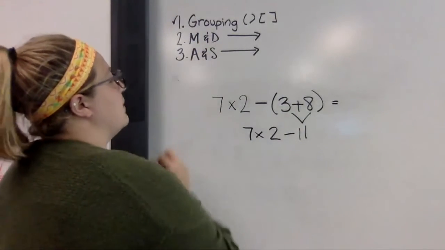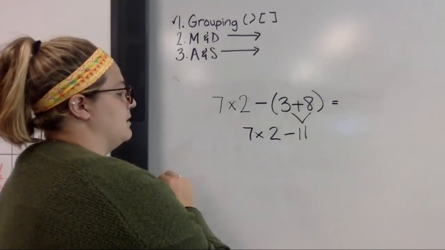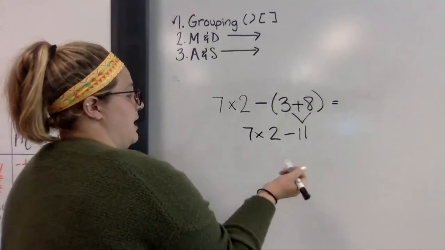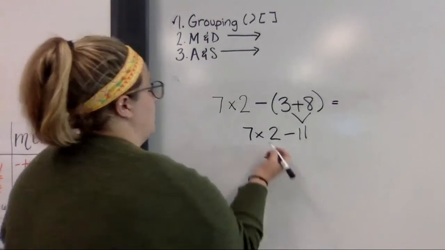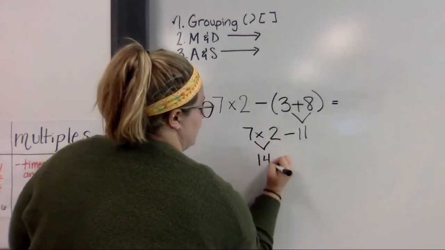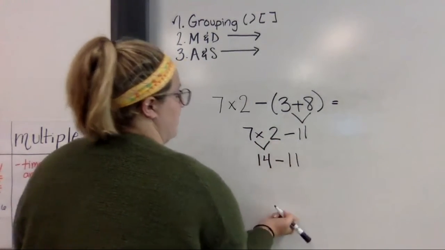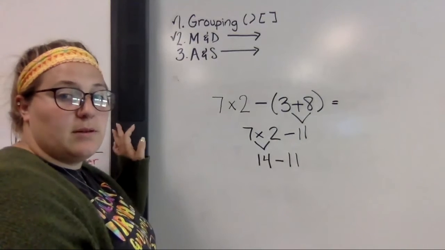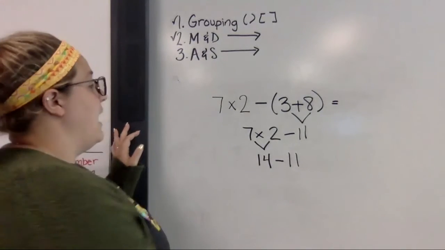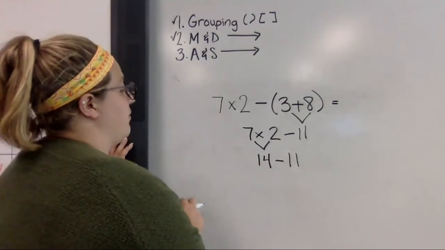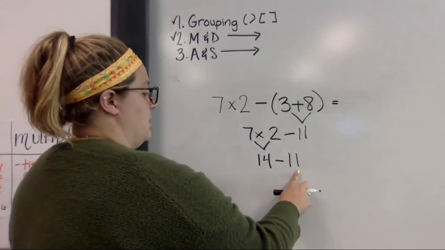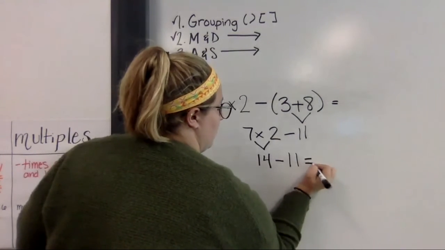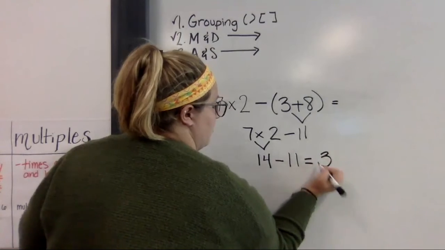Now I look to multiply and divide, moving from left to right. So I do have a multiplication, and it happens to be first. So 7 times 2 is 14. Then I carry everything else down. No more multiplying or dividing left in the problem. And then you add and subtract, moving from left to right. So 14 minus 11 equals 3.